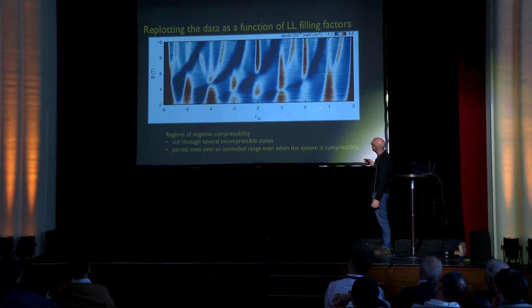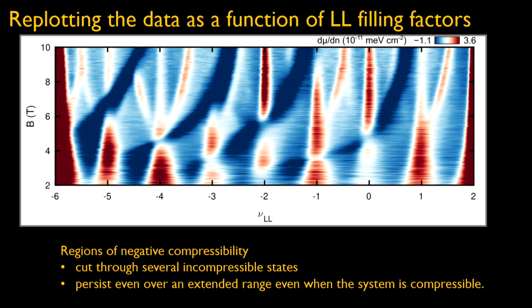So this is now Landau level filling factor and magnetic field, and you can see the vertical features here which correspond to the integer filling. And you see that these are interspersed by these negative compressibility signals where the gap closes and then reopens.